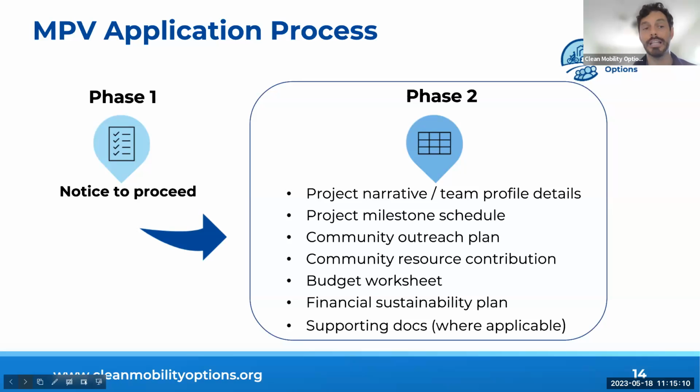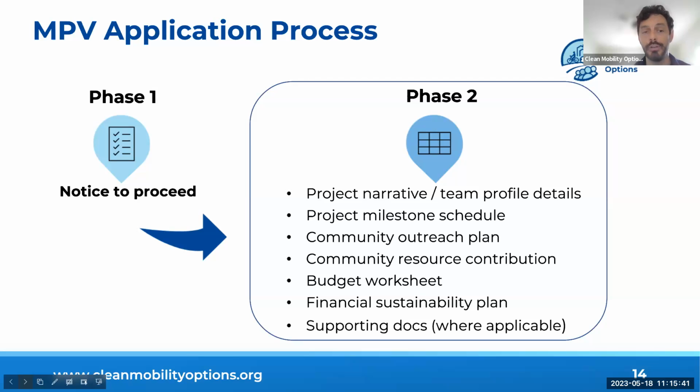Next, it's crucial to create a project milestone schedule. This schedule outlines the key milestones and timeline for your project, ensuring a smooth and successful implementation. It demonstrates your ability to plan and execute your project effectively. The community outreach plan is another essential aspect. It emphasizes how you will engage and involve the community through the project, seeking their active participation and valuable input. It showcases your commitment to inclusivity and community-driven solutions.